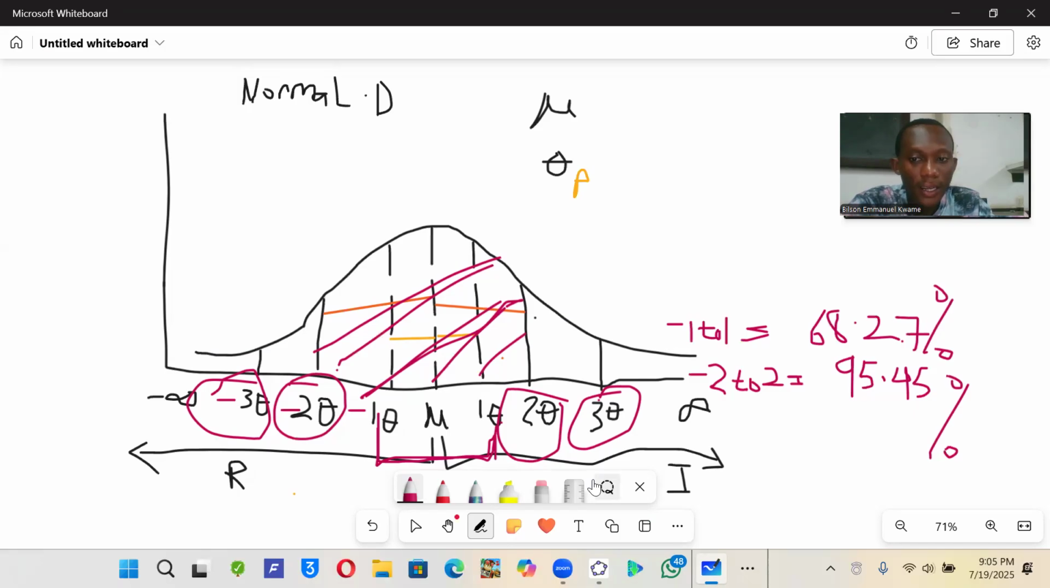Okay, the next thing that I want to show is if it is from -3 to 3. What are we going to have? So this is from -3 to 3.